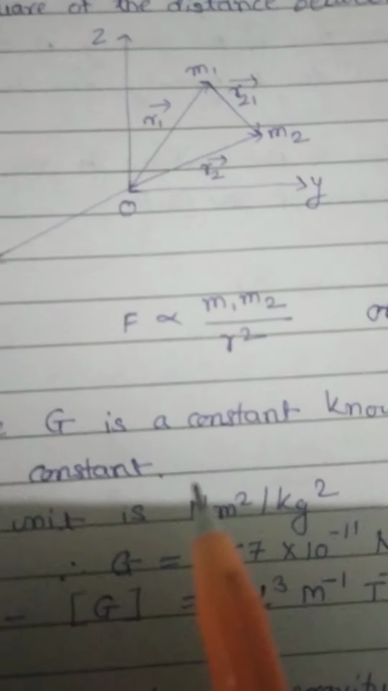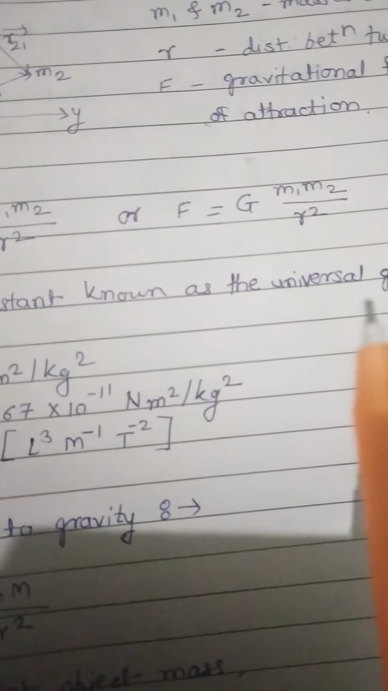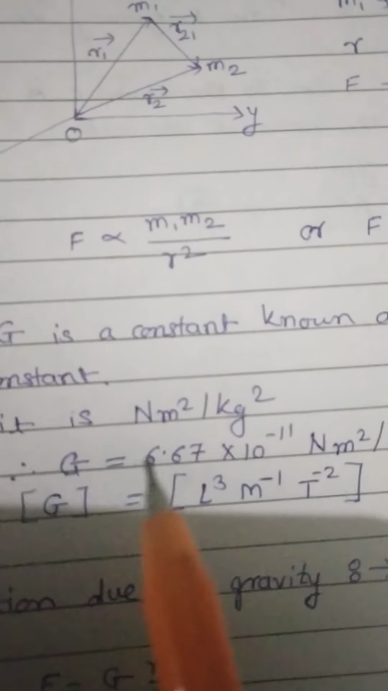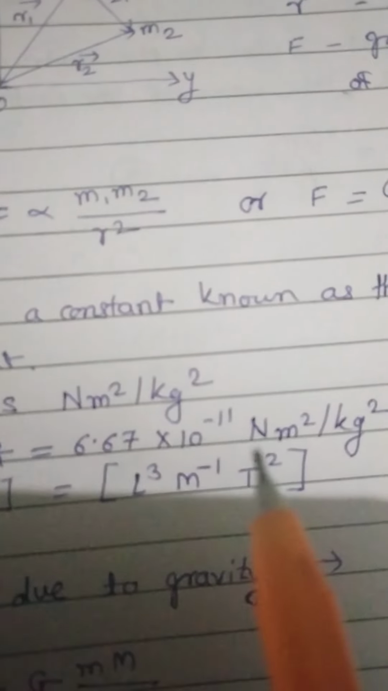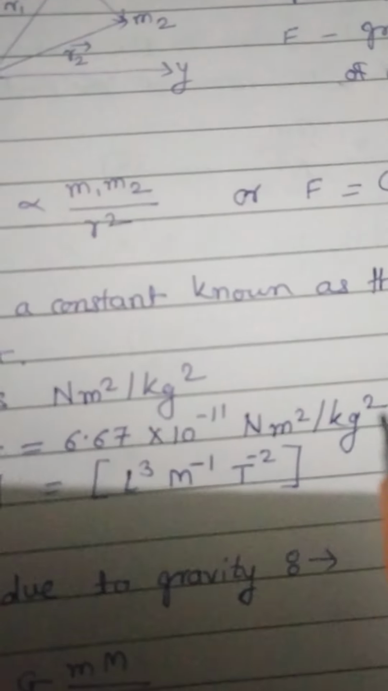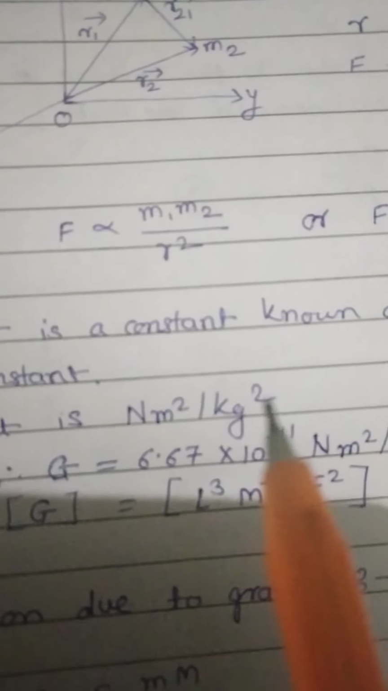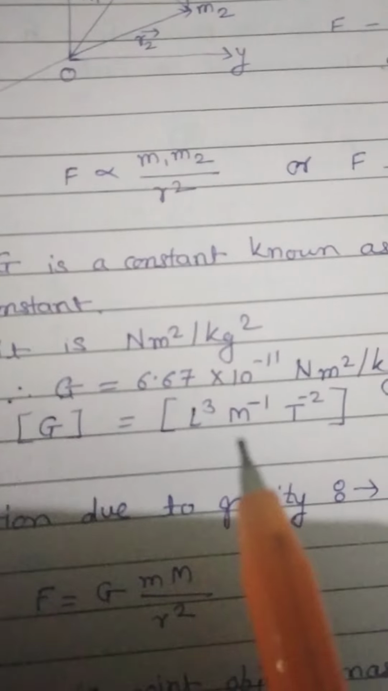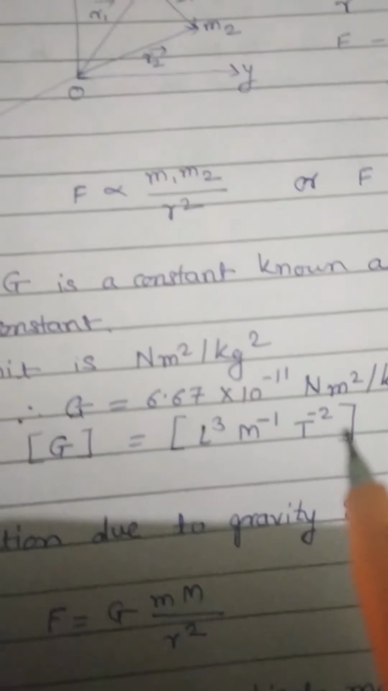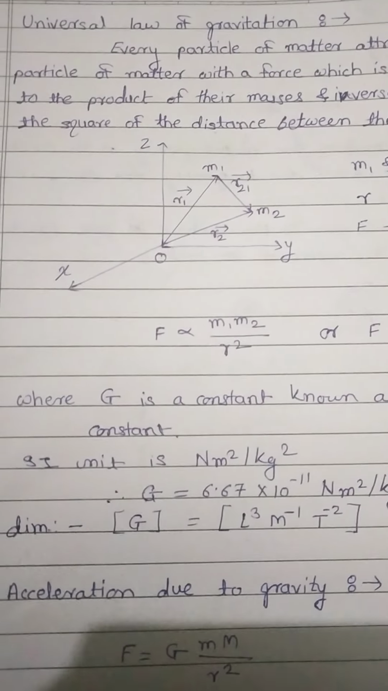The value of the universal gravitational constant G is 6.67 into 10 raised to minus 11 Newton meter square per kg square. The SI unit is Newton meter square per kg square. The dimension of G is L cube M minus 1 T minus 2. So this is the universal law of gravitation.